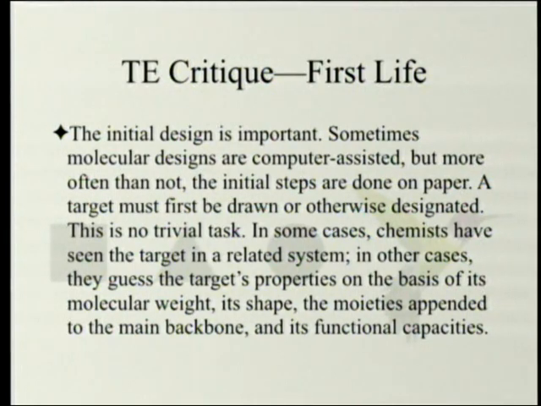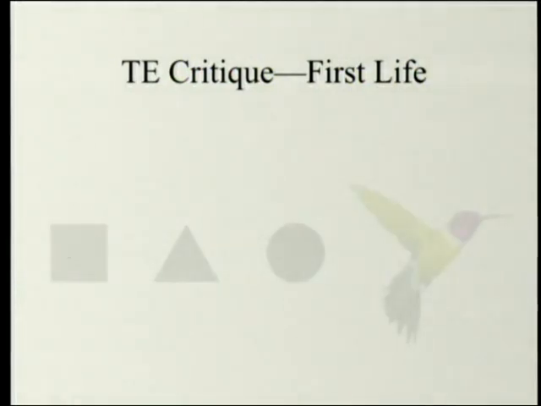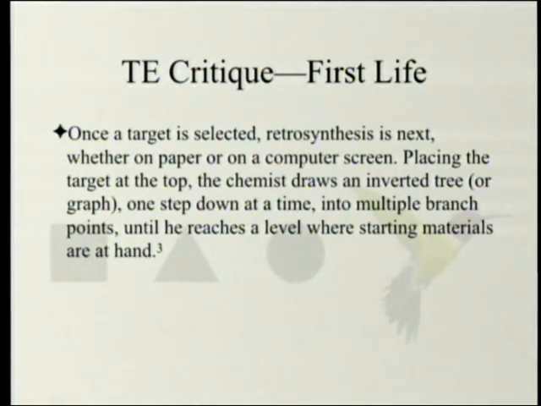In some cases, the chemists have to have seen the target in a related system. In other cases, they guess the target's properties on the basis of its molecular weight, its shape, the moieties appended to the main backbone, and its functional capacities. Once a target is selected, retrosynthesis is next, whether on paper or on a computer screen. Placing the target at the top, the chemist draws an inverted tree or graph one step down at a time into multiple branch points until he reaches a level where starting materials are at hand.